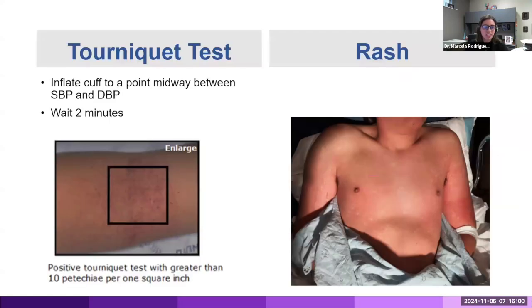So a little bit about the tourniquet test. You inflate the blood pressure cuff to a point midway between systolic and diastolic blood pressure. You wait for 2 minutes, and then you count the number of petechiae in 1 square inch. Usually, a positive tourniquet test is defined as more than 10 petechiae in that area. You can see that that's a positive test in the picture. And the rash here is a macular erythematous rash that is coalescing. This is the first rash that happens in the illness. There is a second rash that I'm going to mention later.